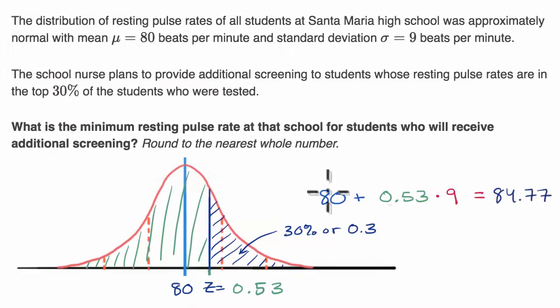84.77. And they want us to round to the nearest whole number. So we will just round to 85 beats per minute. So that's the threshold. If you have that resting heartbeat, then the school nurse is going to give you some additional screening. You are in the top 30% of students who are tested.